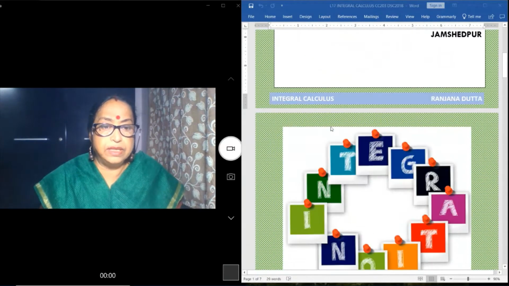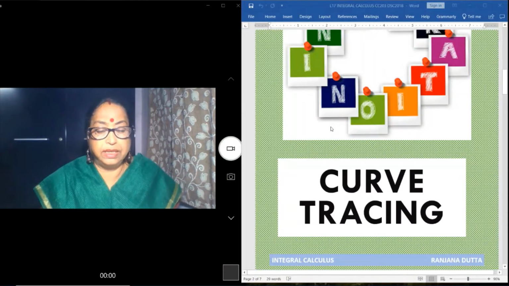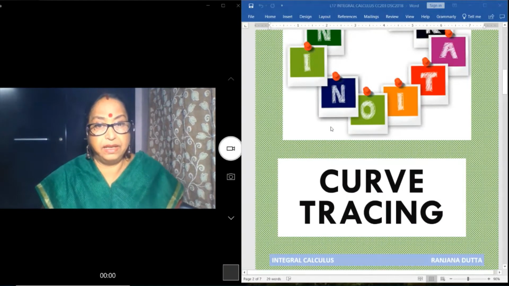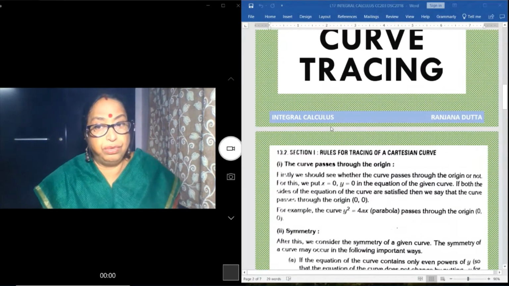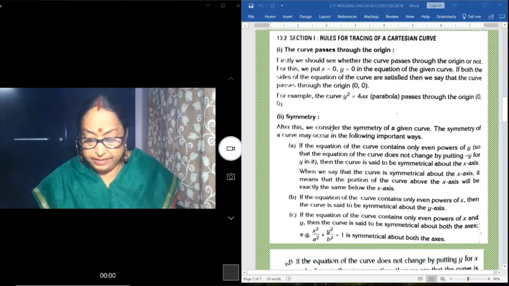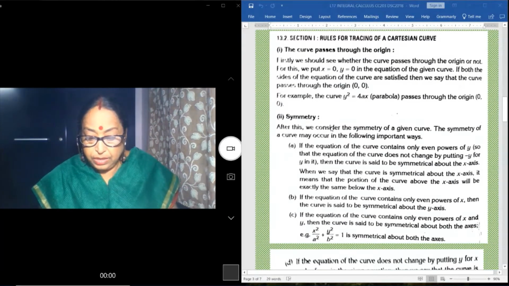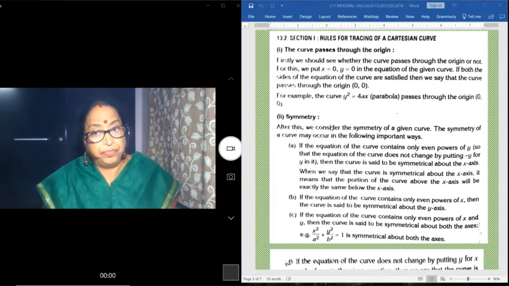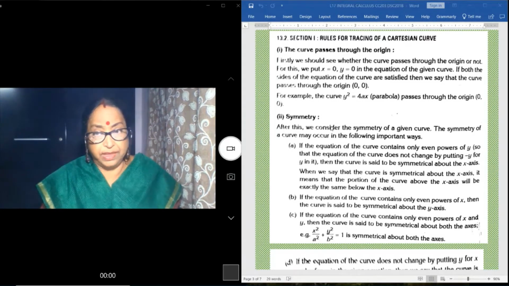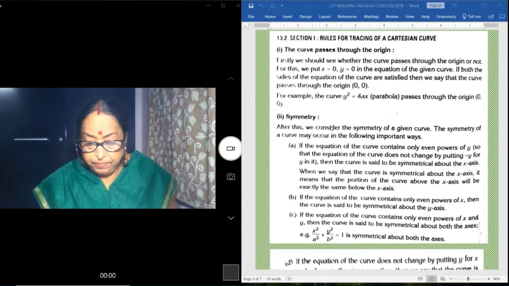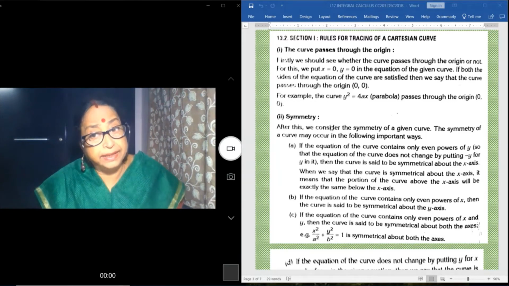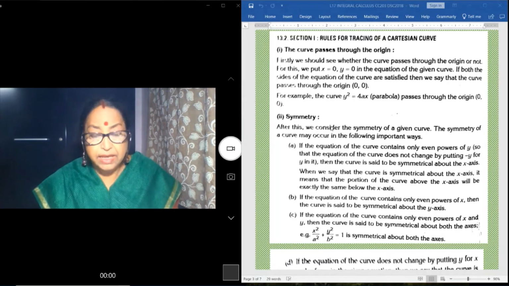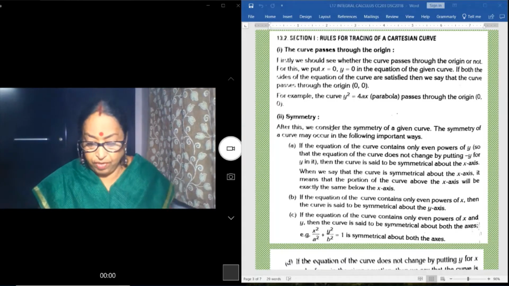Today we will discuss curve tracing, that is, how to trace a curve. I will first discuss how to draw a curve in Cartesian form, that is, containing x and y.